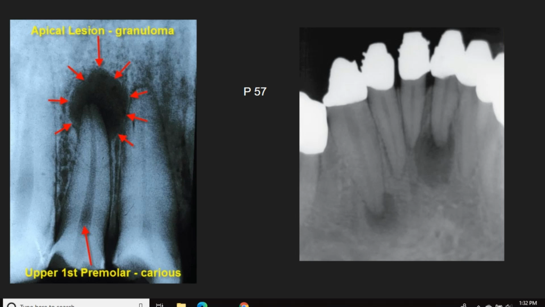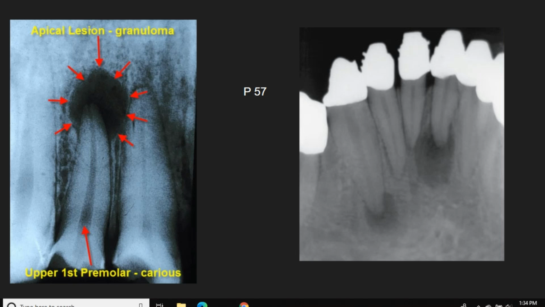This next one is an apical lesion or a granuloma, and it is chronic inflammation located at the apex of a non-vital tooth. In this case here, the pulp is no longer vital and it could be asymptomatic, but this tooth usually will have had a history of prolonged sensitivity to heat or cold.